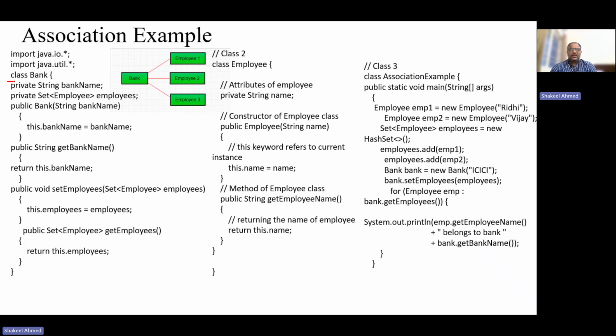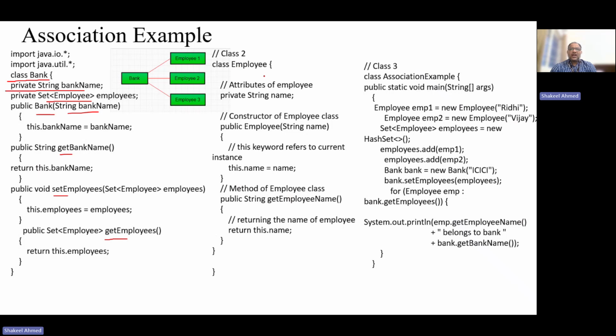For example, we are declaring a class as Bank, and we have a private String bankName, and here we have an object of class Employee. We will be using this as the employee, and then we have the constructor for this public Bank. Then we have the get method and the set method, the mutators and accessors, including a set method for the employees and a get method for the employees.